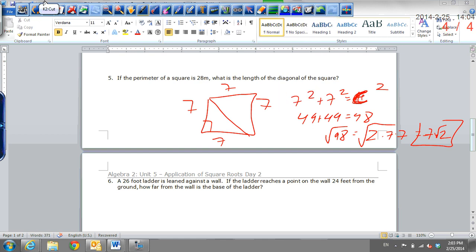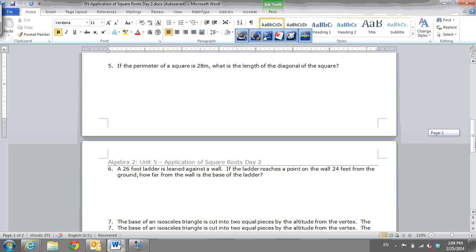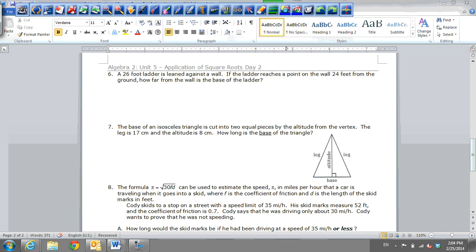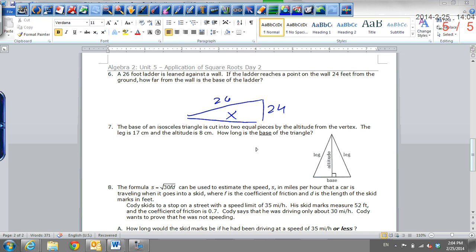Next one, let's go to the back. A couple more Pythagorean theorem problems. Number 6 and 7 work the same way. It's just about reading. I'm just going to set it up for you. A 26-foot long ladder, so 26 feet there. It reaches 24 feet up in the air like that. And I want to figure out what that is. Same thing for number 7. It says the leg is 17. The altitude is 8. We want to figure out what the entire base is.